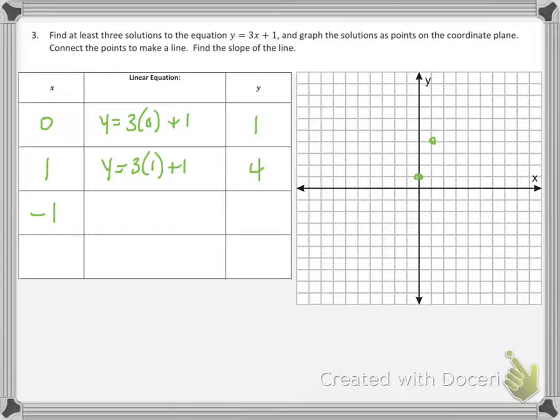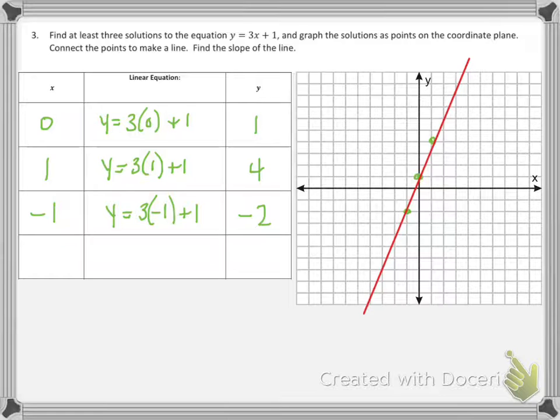And let's put a negative in. Y equals 3 times negative 1 plus 1. Negative 3 plus 1 is a negative 2. So that's left 1, down 2. And I get this point. It's kind of off, but let me move it over there. Okay, there it is. And here's my line.